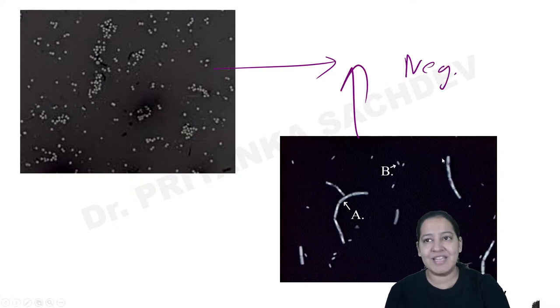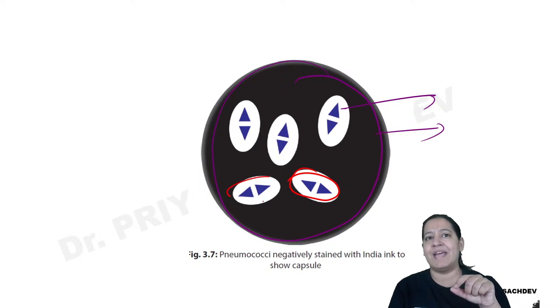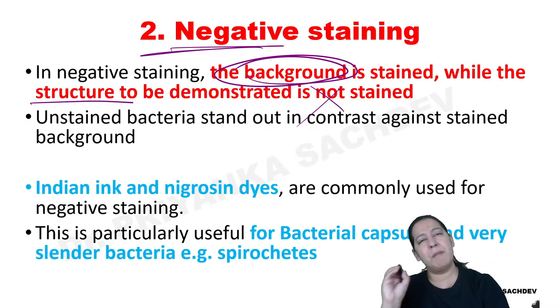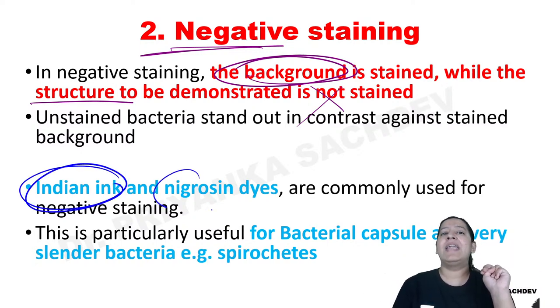We are not staining the bacteria. This is the bacteria, this is the fungus. So we are not staining the bacteria and fungus, we are staining the background. Many questions come on this. So two examples again: Indian ink and Nigrosin.